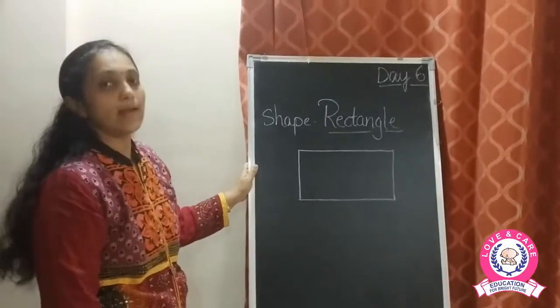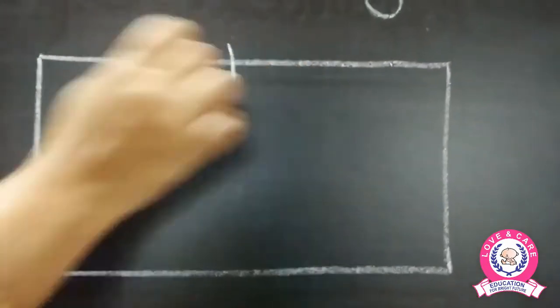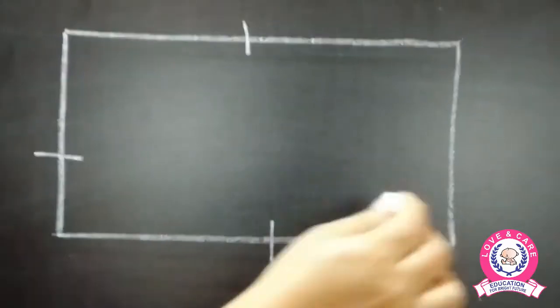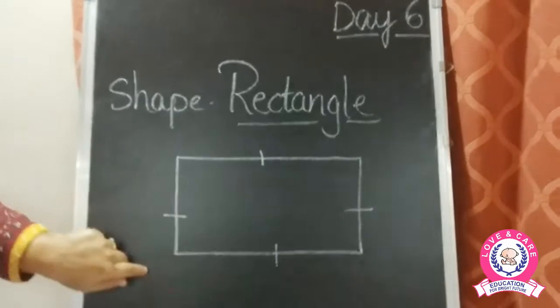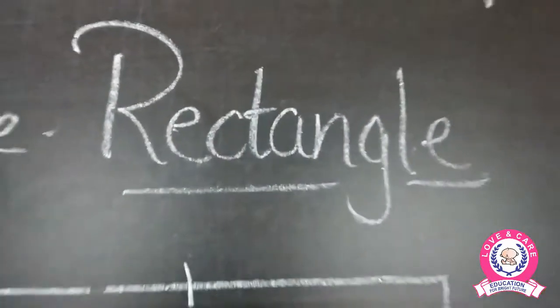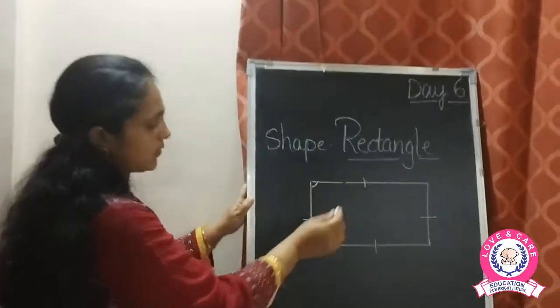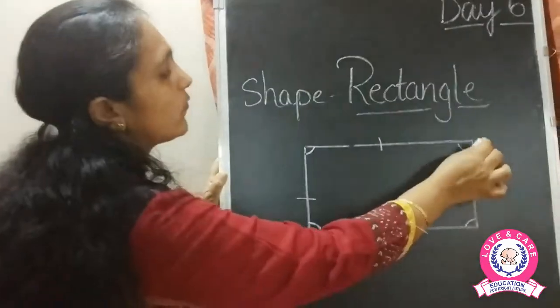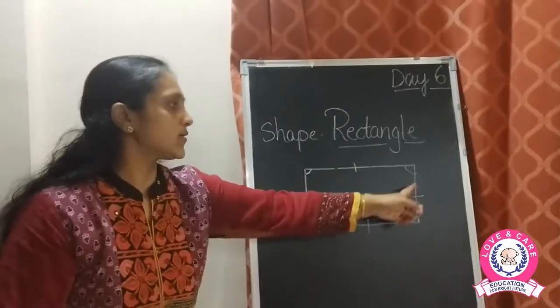Okay, just like we have 4 sides in a square, in the same way in a rectangle also we have 4 lines. That is one line, 2, 3 and 4. So a rectangle has 4 lines, 1, 2, 3 and 4, and has 4 corners. These are called the corners. 1, 2, 3 and 4. So the rectangle has 4 sides and 4 corners.